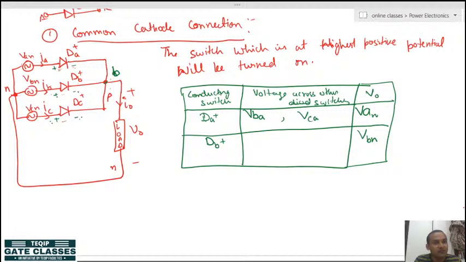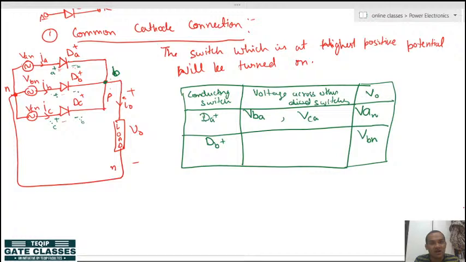And now if you want to see what is the voltage across the other switches, now A is also off, C is also off. So you see here A is positive and B is negative, here C is positive, B is at the negative terminal basically. So what voltages are we getting here? Here we are getting VCB and you are getting VAB.